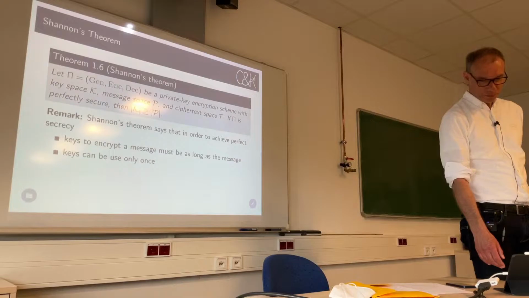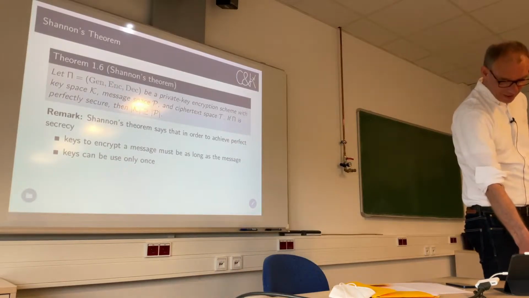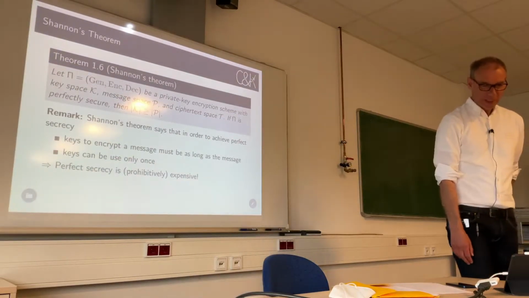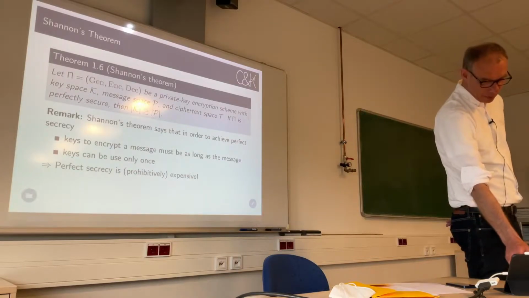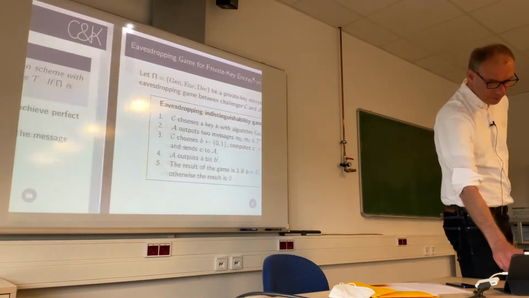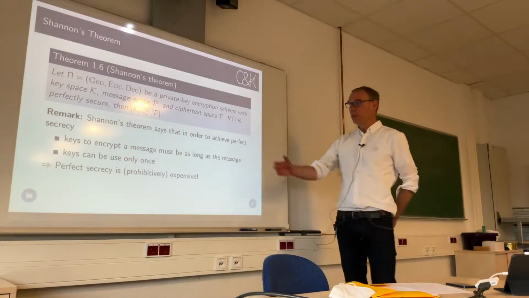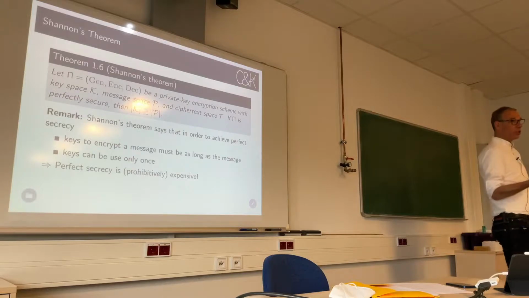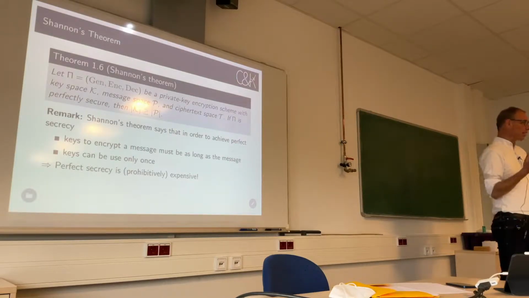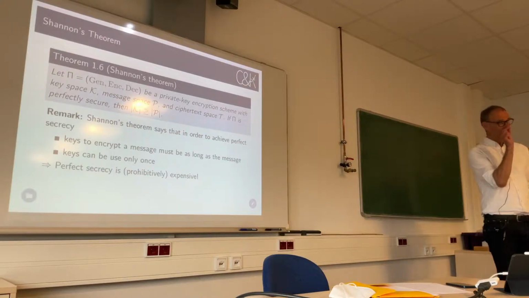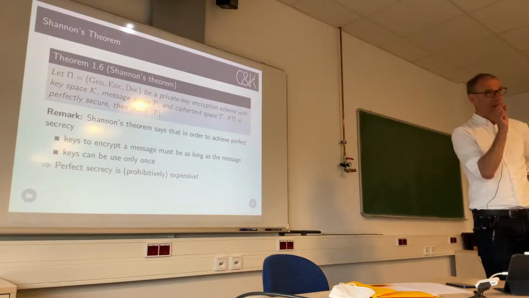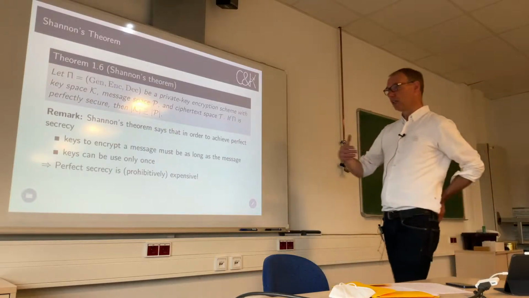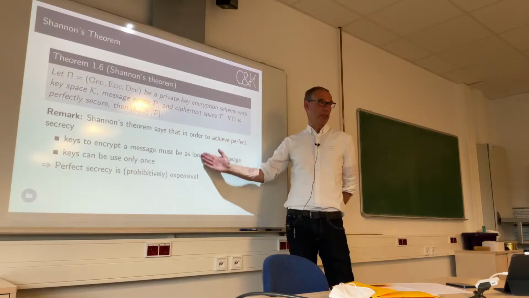Okay, good. So perfect secrecy is prohibitively expensive. And that is the reason why we have to look at other definitions of confidentiality that are almost as good as perfect secrecy. They're just a little bit weaker in some sense, but they avoid this expensive property of perfect secrecy.